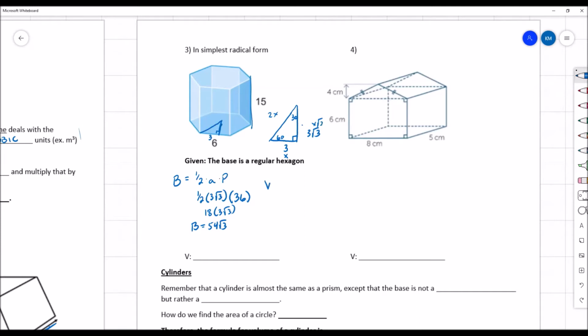And so our volume is going to be 54 radical 3 times 15, which gives us 810 radical 3. Did they give us units? Nope, so units cubed.